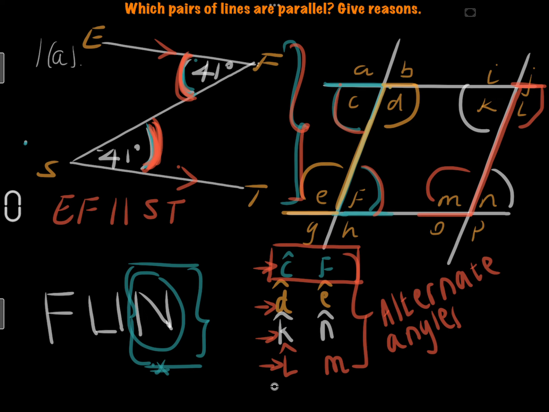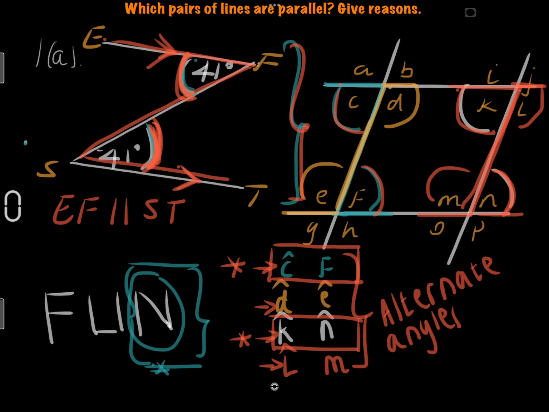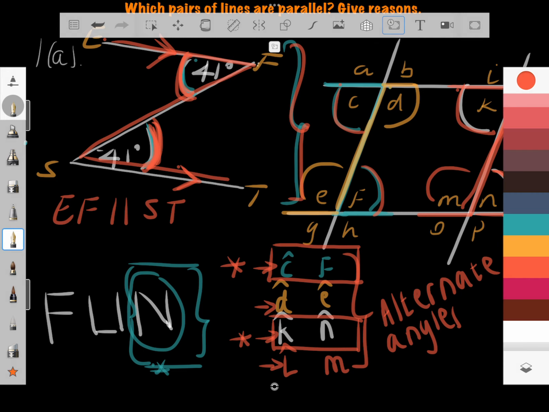Also because of this Z that we have, it similarly applies to angles K and N, again looking at this Z kind of figure here. Remember we're looking at these two, angle K and angle N. They are alternate angles, and since they are equal, it means that line EF is parallel to line ST. Now let's look at another example.